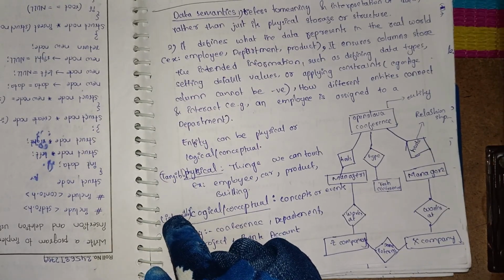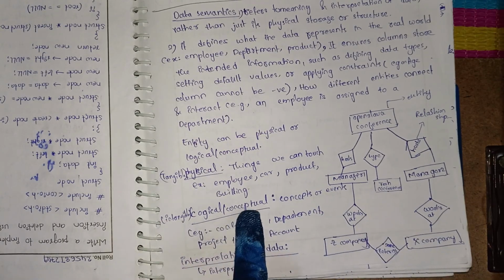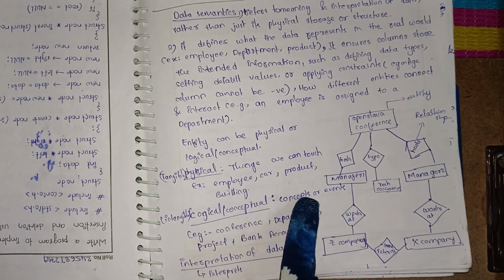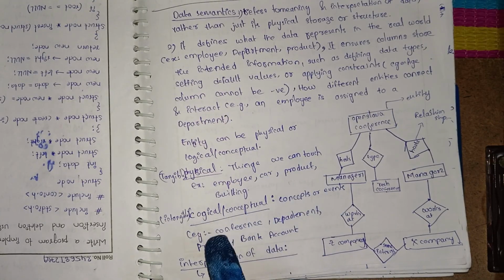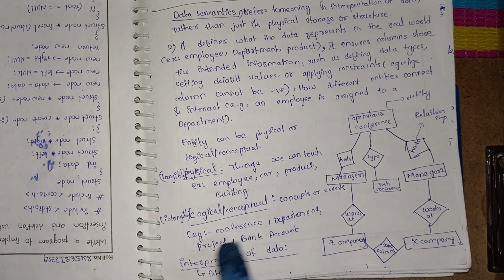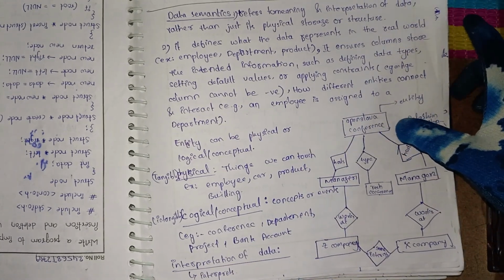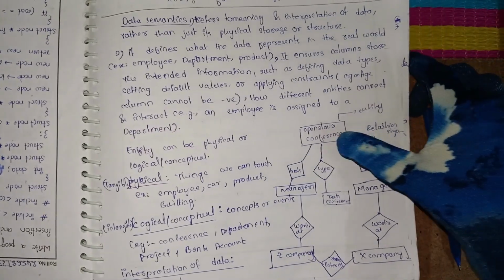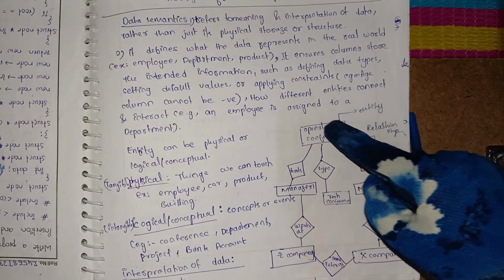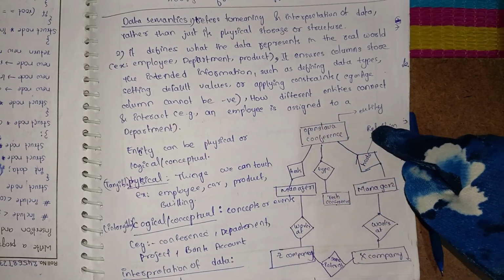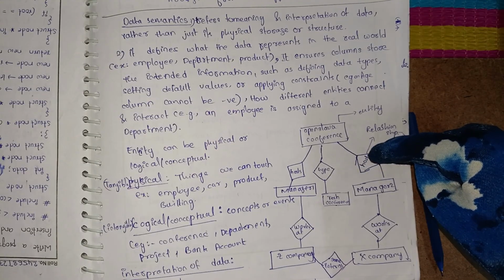And then intangible. Intangible, logical or conceptual entity. Concepts or events. Okay, these are the concepts or events. Example: conference, department, project, bank account. And an example diagram for a data model is the OpenSlava conference. It is an entity which is represented by a rectangle, and a relationship is represented by a diamond or rhombus.